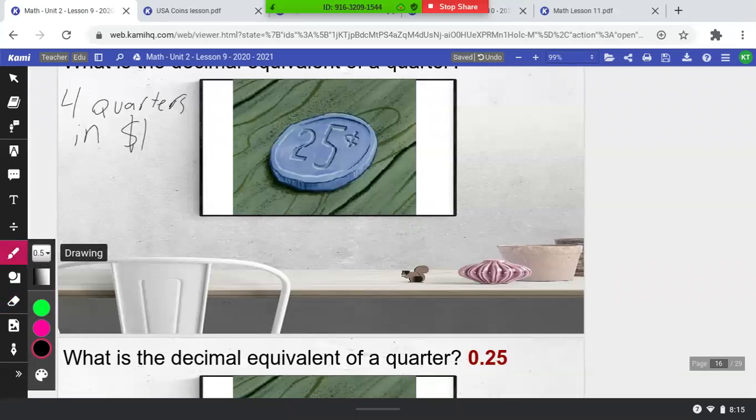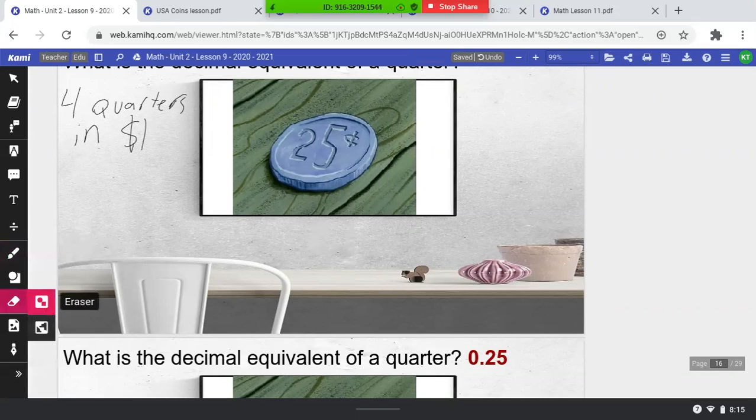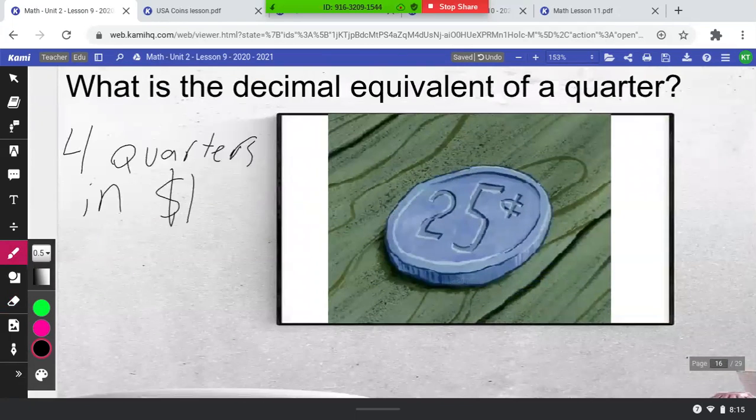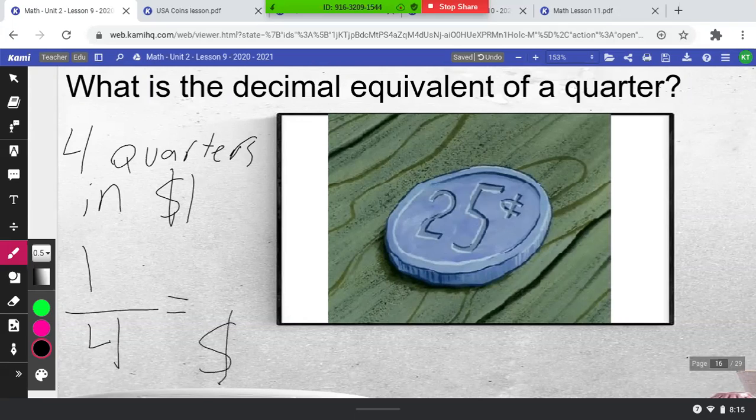How many quarters are in a basketball game? 4. We have 4 quarters. Okay, well, how many quarters are in a football game? 4. You have 2 quarters, halftime. 2 quarters, celebration. 4 quarters. So, if I have 1 quarter, I have 1/4 of a dollar. That would be, boom, written like this.